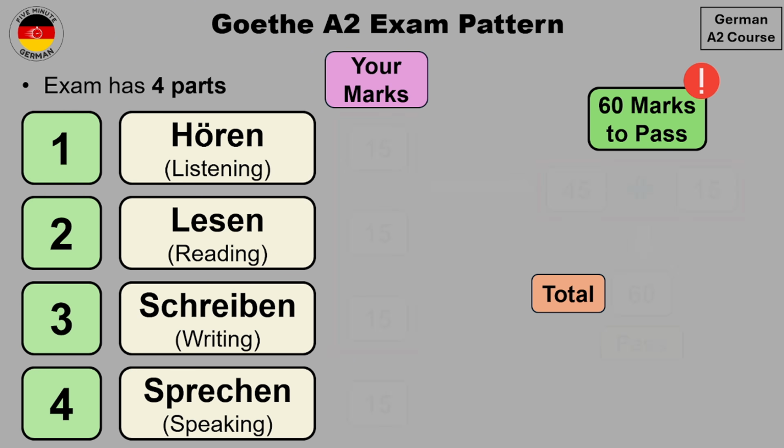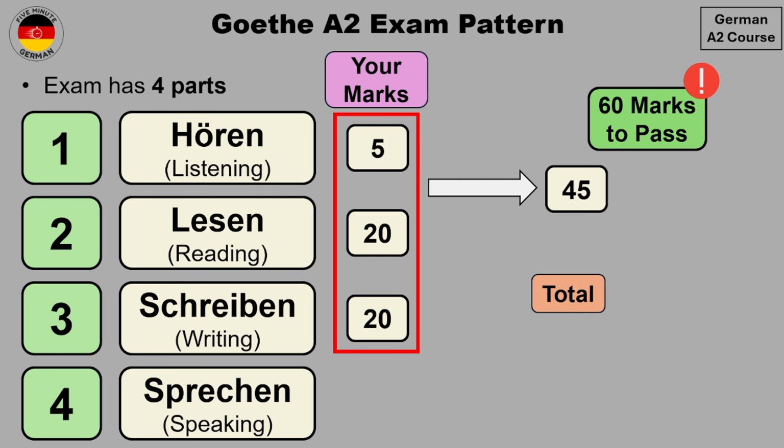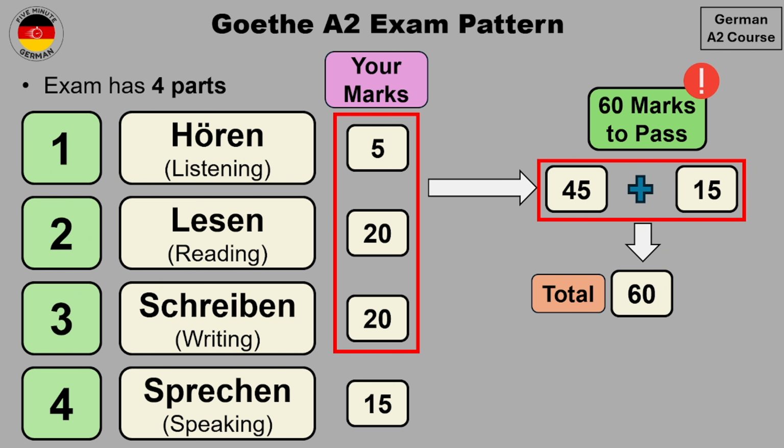Let's take another example. So suppose that you get 5 marks in Hören, 20 marks in Lesen, and 20 marks in Schreiben. So if you add your marks for each of these sections together, then you get a total of 45 marks. And in Sprechen, you again get 15 marks. So when you add both of these together, you get a total of 60 marks. And since you need 60 marks to pass, that's why your exam is passed.